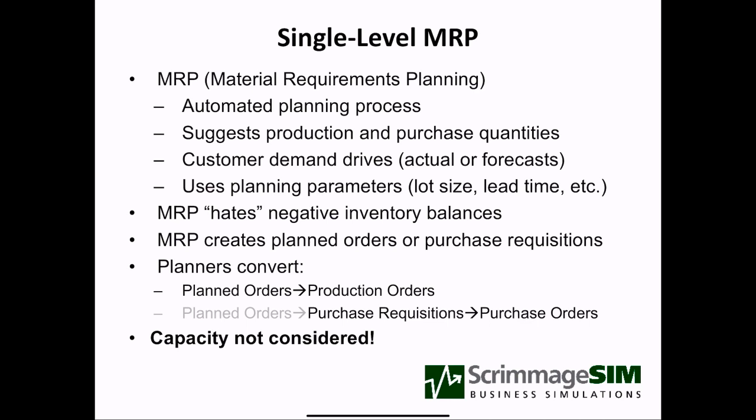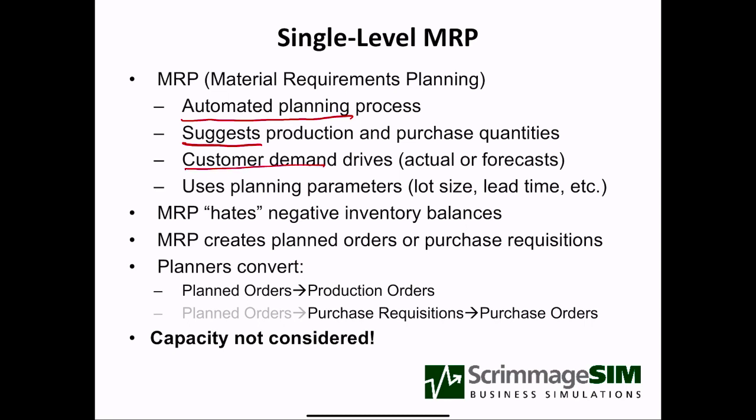Single Level MRP, or Material Requirements Planning, is an automated planning process. It takes care of many of the tedious calculations that are required to plan for production of materials. What MRP does is suggest production and purchase quantities as well as the timing. So it generally does not make final decisions, but makes suggestions based on parameters that are specified, which help a material planner make the final production and purchase decisions.